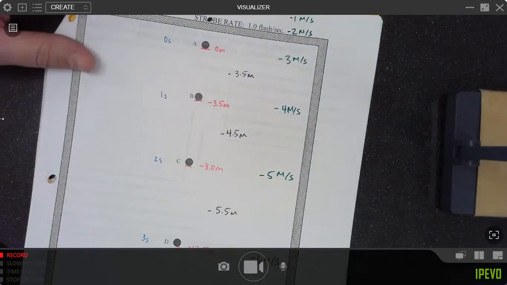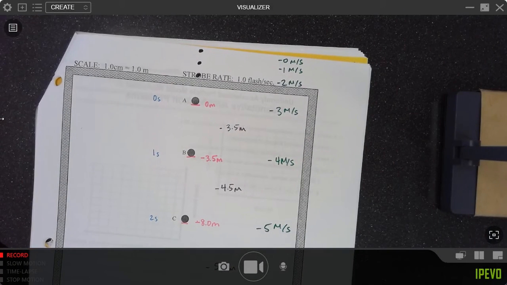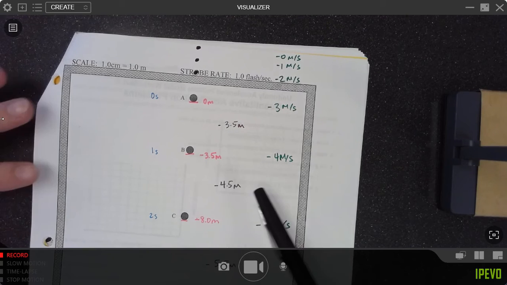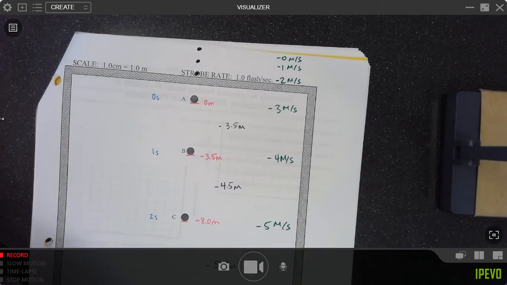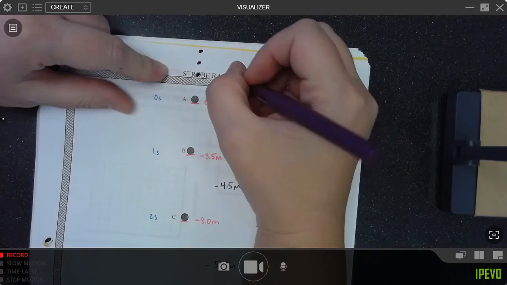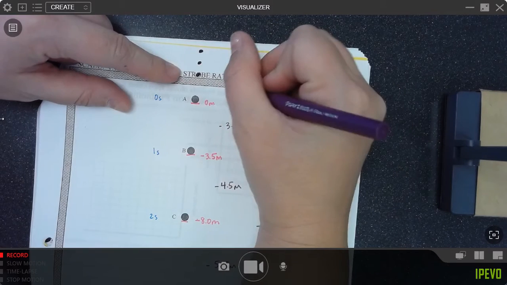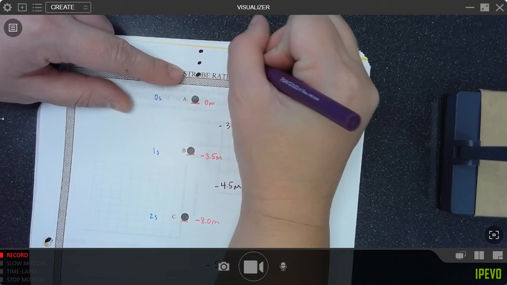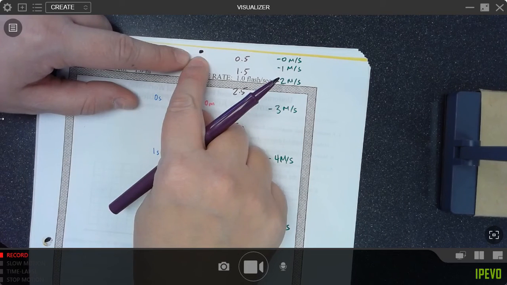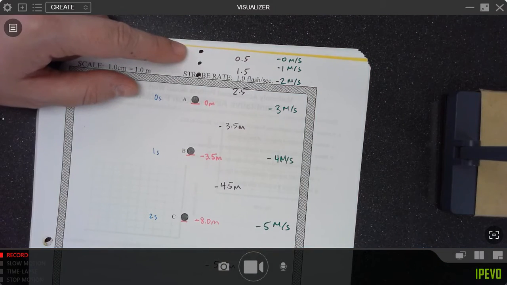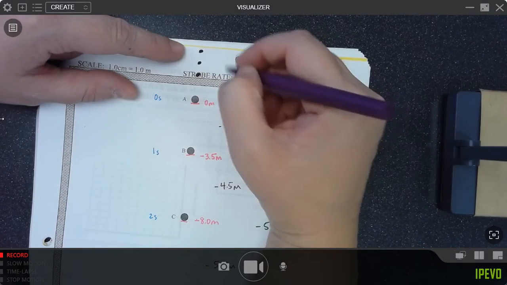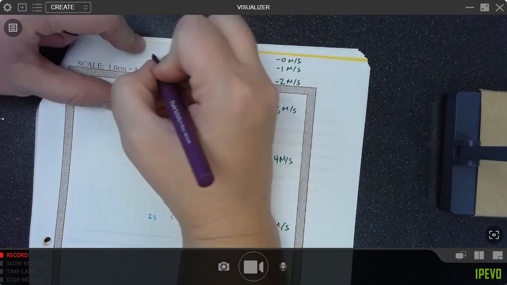How can I figure out how high it was at that point? What pattern can I use? Yeah, there's a pattern here where I have minus 3.5, minus 4.5, minus 5.5, minus 6.5. So if I go up 2.5 in that gap, 1.5, and then 0.5, does that get me up to where my dot originated, where my ball was dropped from? What do I get if I add all these together? 4.5. Yeah, we think that this is 4.5.